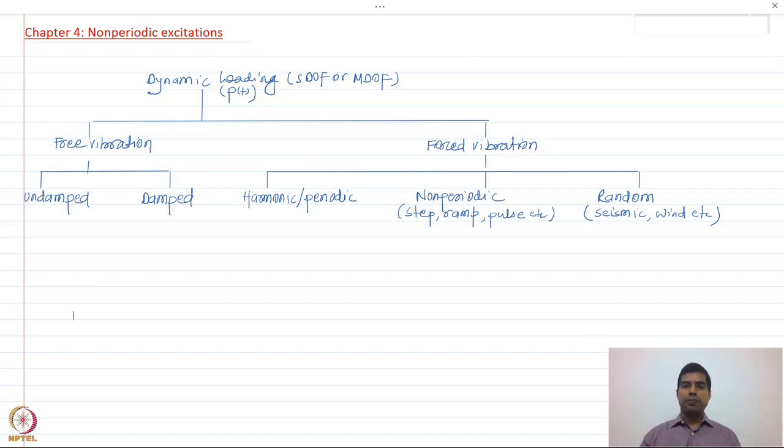The examples could be step loading, pulse loading, and other types of forces. So what we are going to start today is how to obtain the response of a single degree of freedom system subject to arbitrary excitation. Okay, so let us get started. Today we are going to start a new chapter, which is the non-periodic excitation to single degree of freedom system. Right now we would only be focusing on single degree of freedom systems.